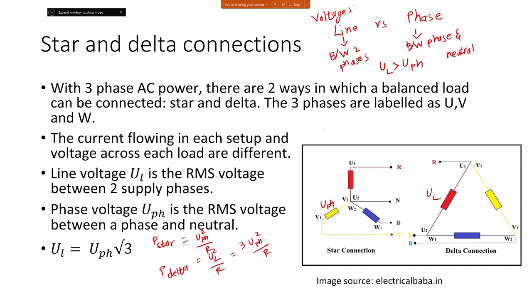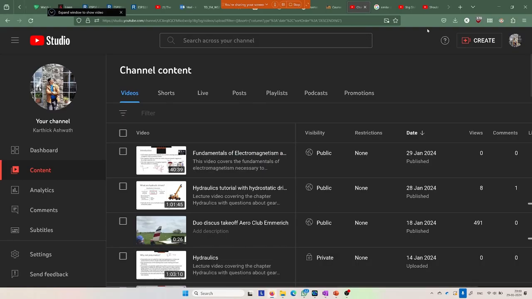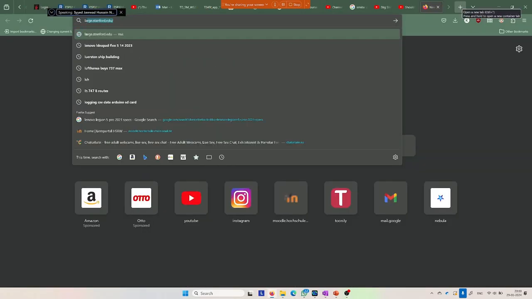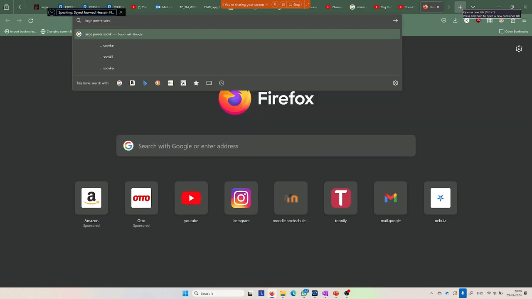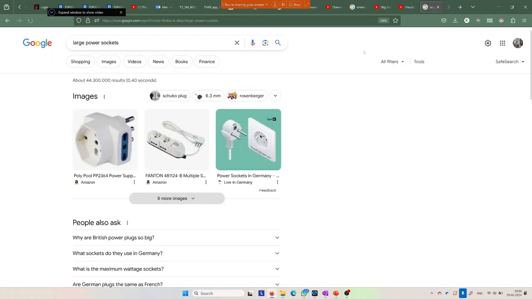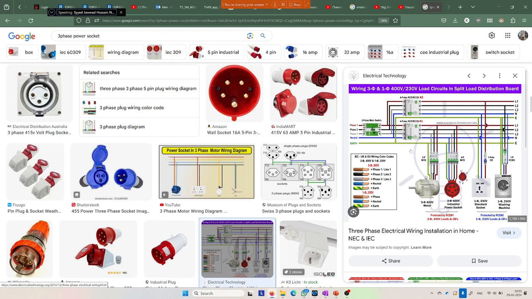If you look at big power sockets, you will see the voltage is labeled as 230 volt / 415 volt. Especially if you have big power sockets, maybe I can show this. Not sure if I have one. So what you are looking at here is this powerful socket, 400 volt. It says 400 volts. Why doesn't it say 230 volt? You can think.